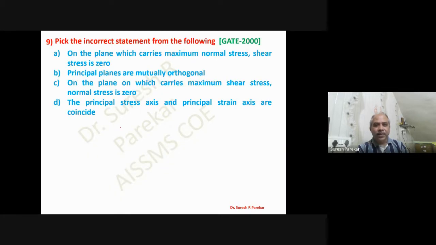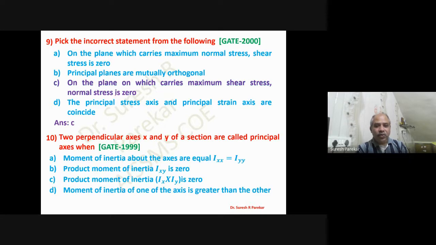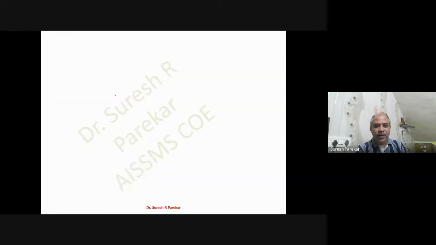Pick the correct statement from the following. On the plane which carries maximum normal stress, shear stress is 0. Principal planes are mutually orthogonal. On the plane which carries maximum shear stress, normal stress is 0. Principal stress axis and principal strain axis coincide. So the answer is C, that is, on the plane which carries maximum shear stress, normal stress is 0. Then, two perpendicular axes x and y of a section are called principal axes when Ixy is 0, just as we say tau xy is 0. In the same way we have Ixy 0, the product of inertia.